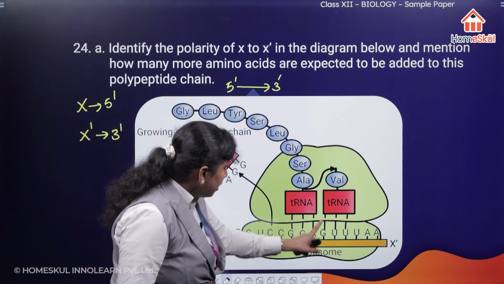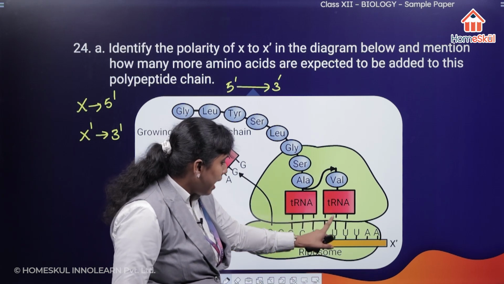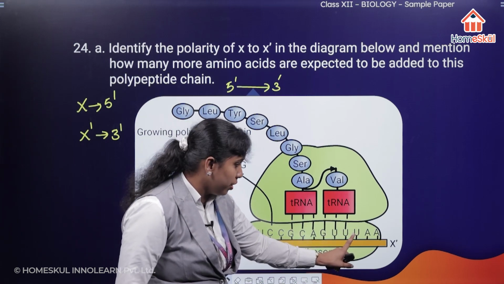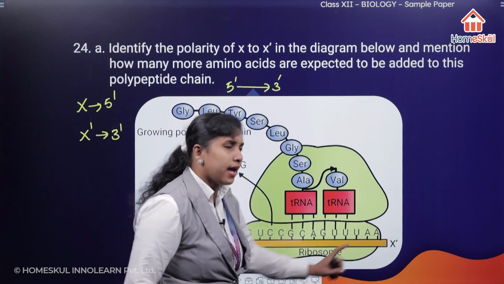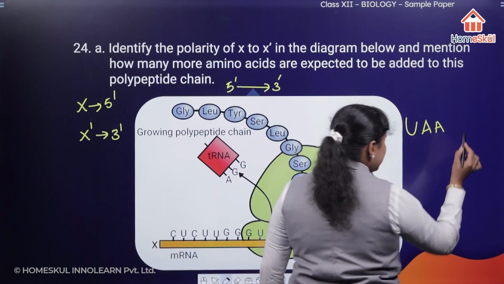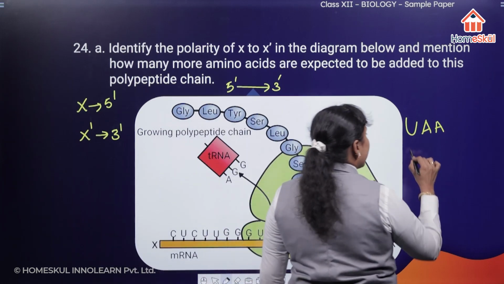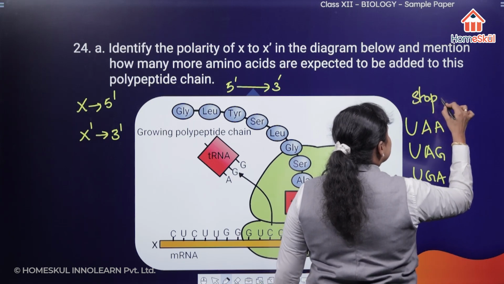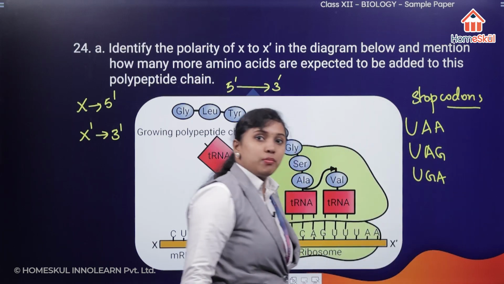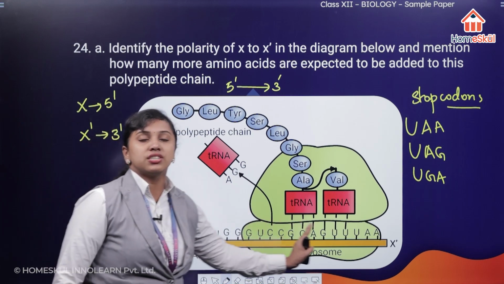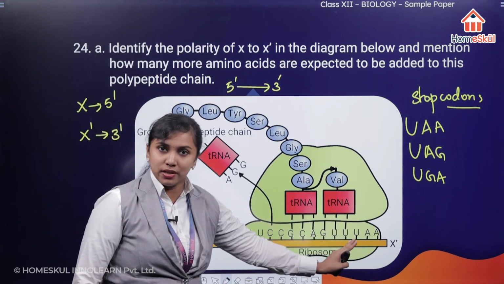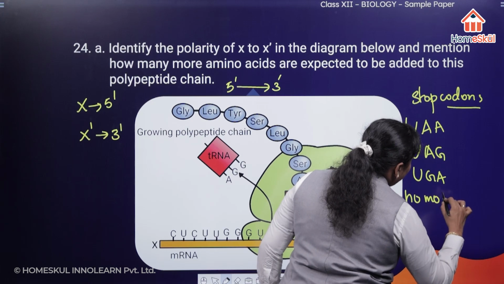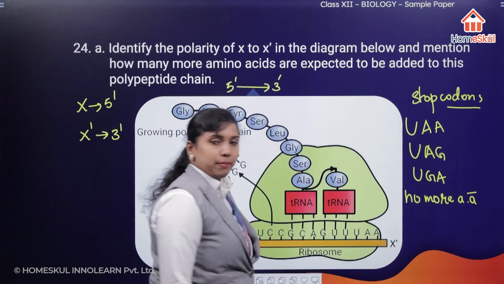So here you can see that the last amino acid is valine, right? And it is coding GUU. Then the next codon here, it is UAA. What is the speciality of UAA? UAA, UAG and UGA. These are the stop codons. Once the ribosome has reached the stop codon, it will not continue the translation. The translation will be stopped at this particular point only. So we can say that no more amino acids will be added to this polypeptide chain.